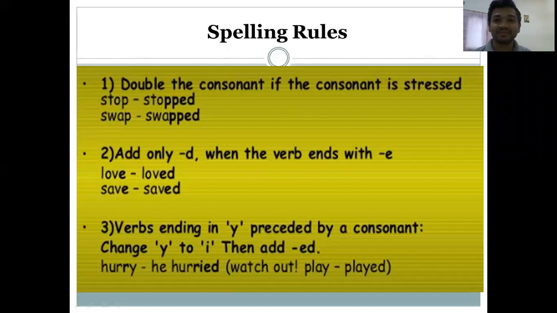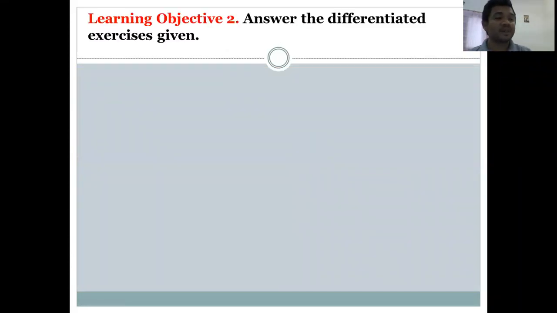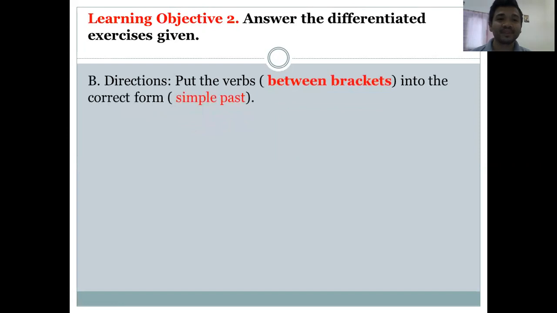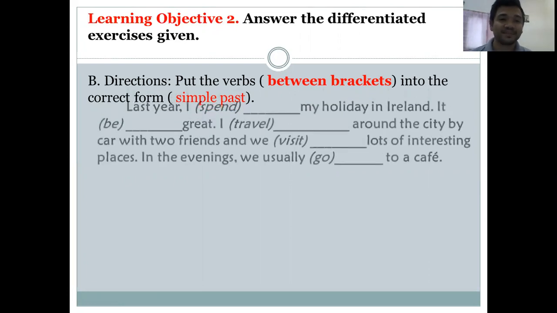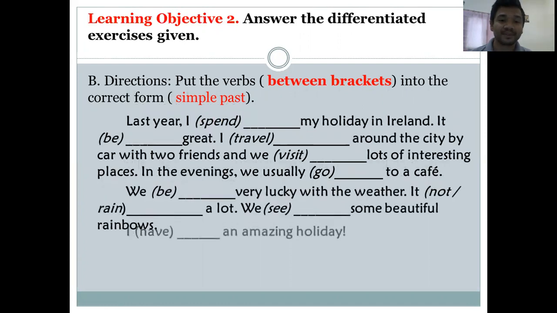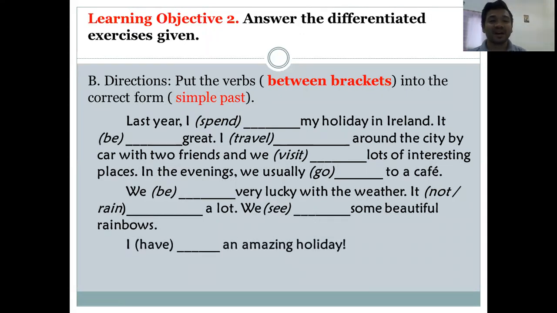So let's continue. Now let's talk about learning objective number 2. Answer the differentiated exercises given. Directions: put the verbs between brackets into the correct form in simple past. Again, put the verbs in between brackets into the correct form in simple past. Okay, so I'm going to read this one first, and then let's answer afterwards.